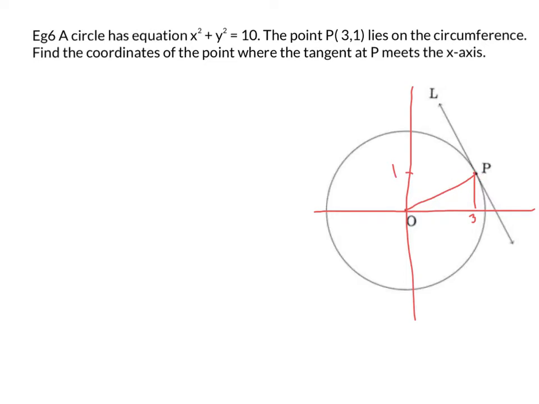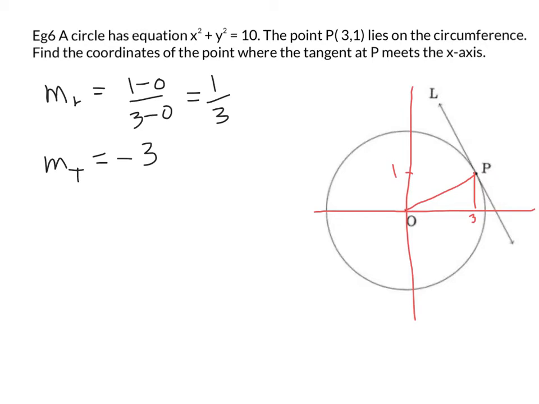So the gradient of the radius, or normal, is going to be the change in the y values, which is 1 minus 0, divided by the change in the x values, which is 3 minus 0. So the gradient of the radius is a third. The gradient of the perpendicular line, which in this case is the tangent, is the negative reciprocal. And the negative reciprocal of a third is minus 3.